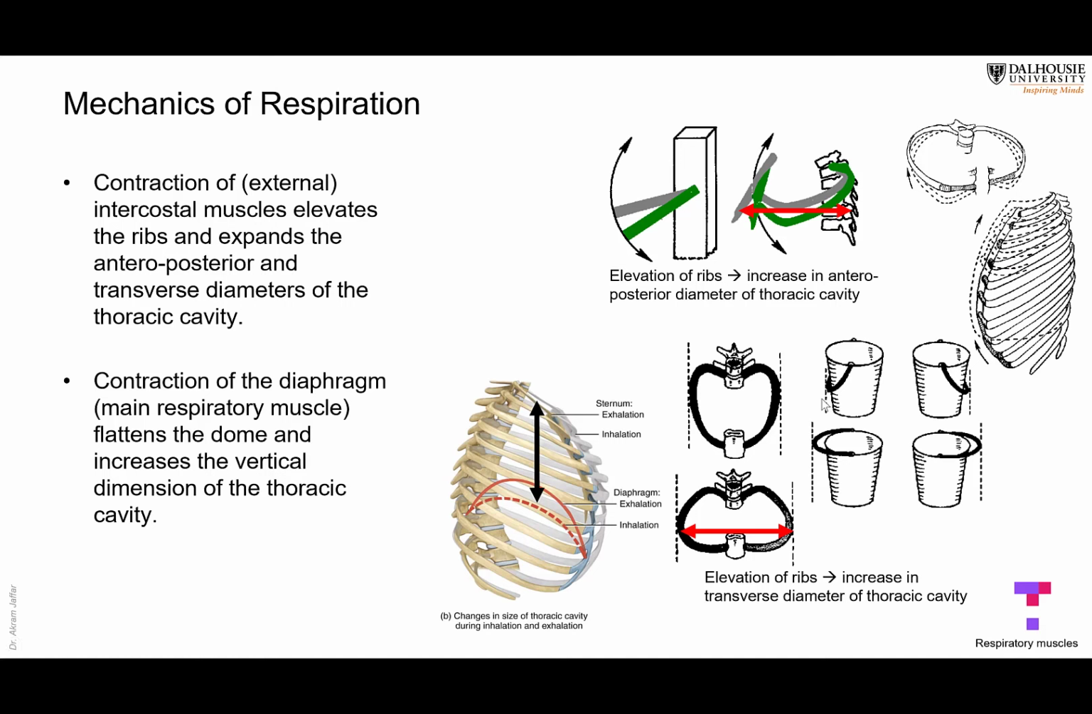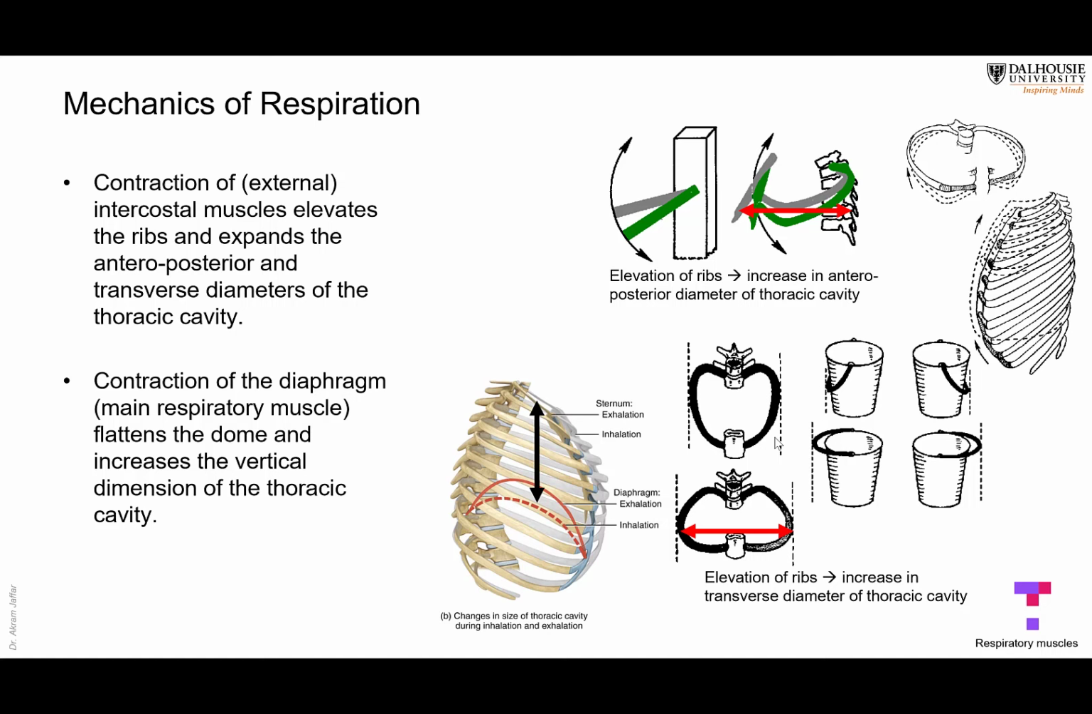Now, when the external intercostal muscles contract, they will elevate the ribs. And you can see here, the anterior end of the rib is lower than the posterior end of the rib. So when it is elevated, this causes an increase in the anteroposterior diameter of the thorax, like a pump handle. That's why they call it the pump handle mechanism. And then also when the rib elevates, the central part of the rib will become elevated, like a bucket handle. And when you move the bucket handle away from the bucket, you can see that there is an extra space here, which means that there is an increase in the transverse diameter. And so this increases the transverse diameter of the thorax.